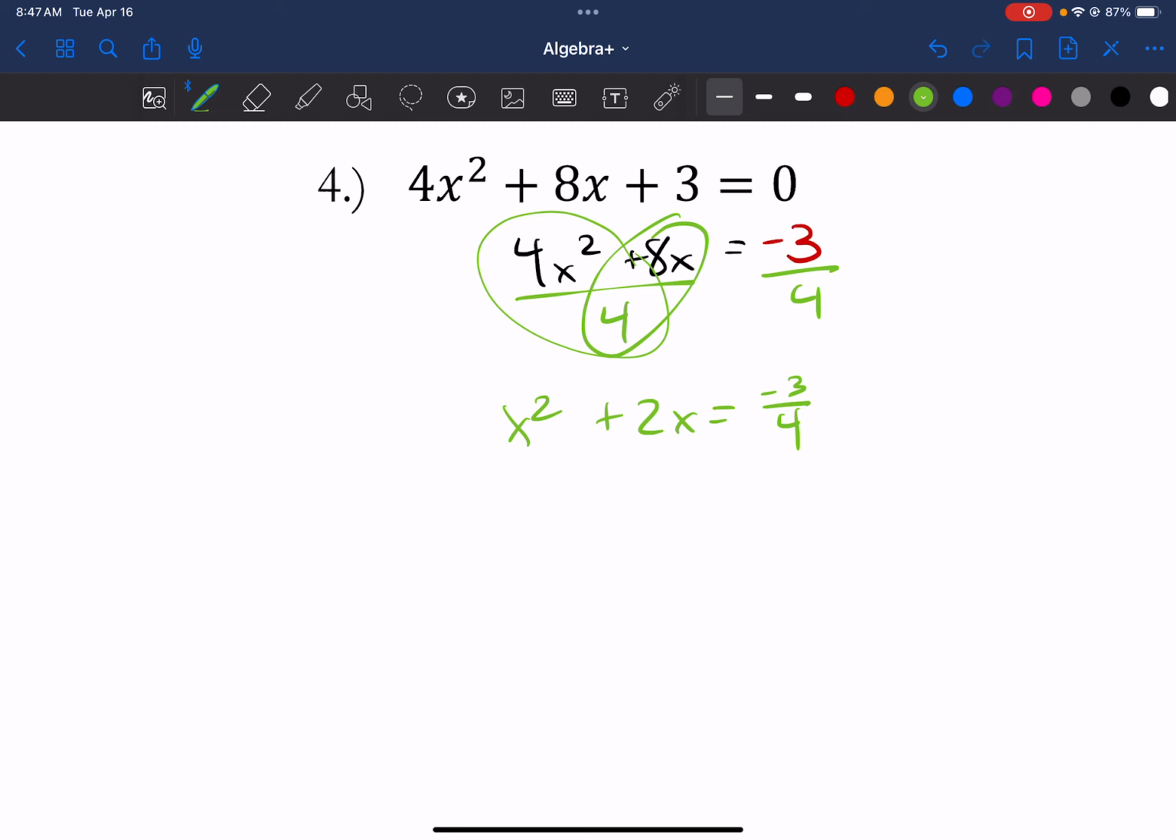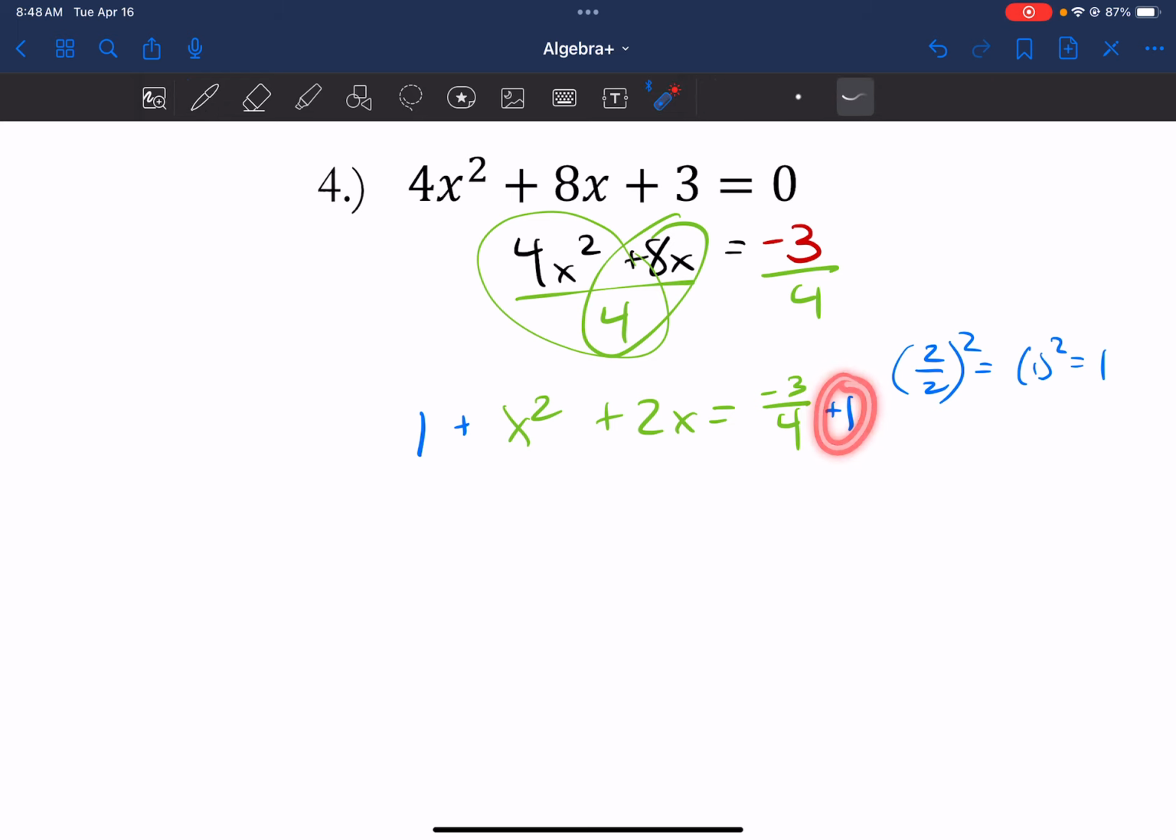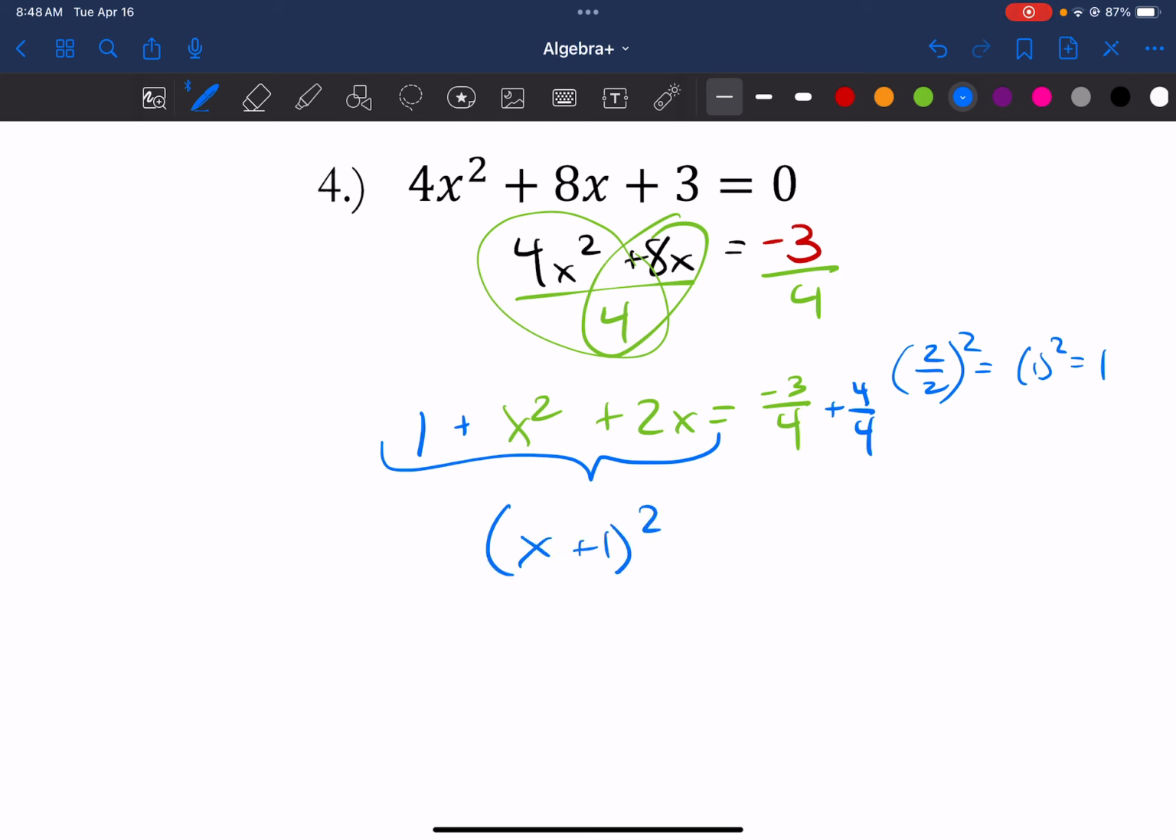We're going to do b over 2 squared, which gives me 2 over 2 squared, which is 1 squared, which is 1. So I'm going to add 1 to both sides. If I notice I have a fraction here, instead of adding 1, I could also just add 4 over 4. So I'm setting up my fractions correctly as I need to. Then I factor this as x plus 1 squared, and the other side gives me 1 over 4 because I combined my like terms.